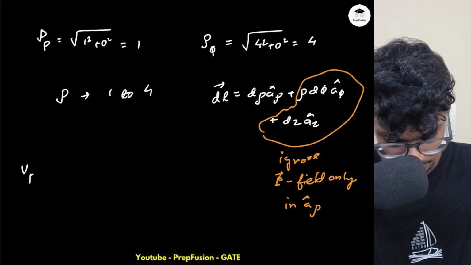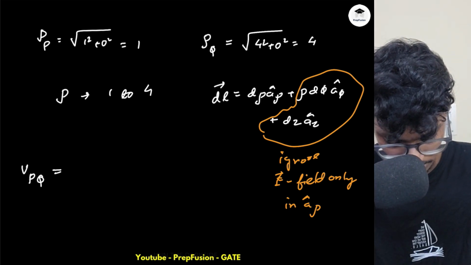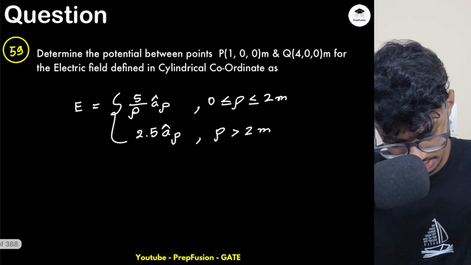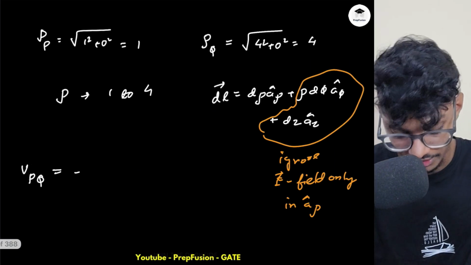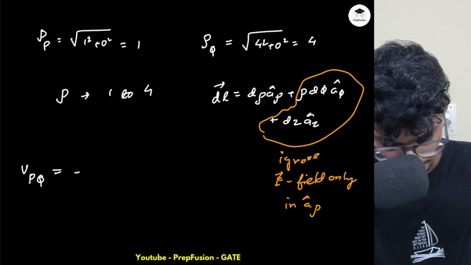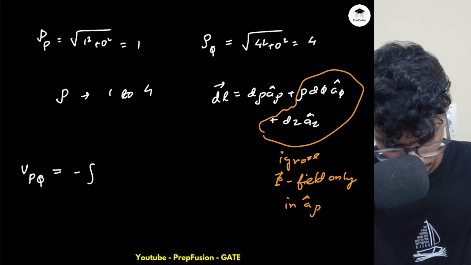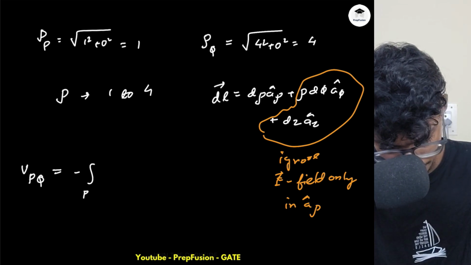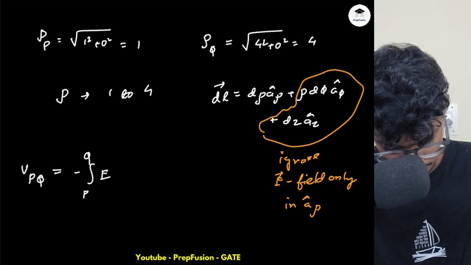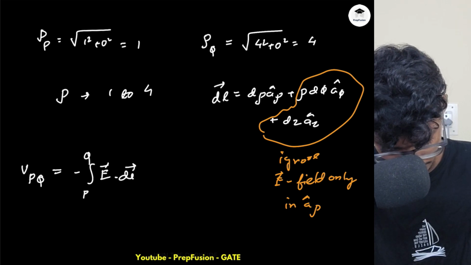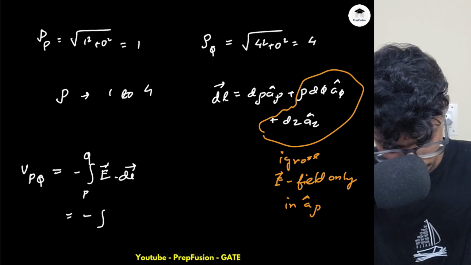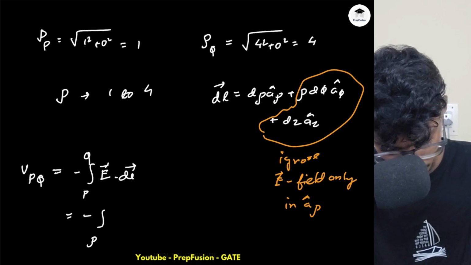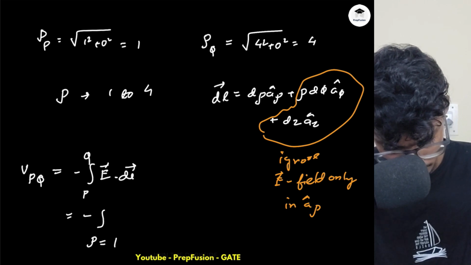So V from P to Q will be what? It will be simply minus E dot dl, right? Minus E dot dl. So here it will go from P to Q, E dot dl. So I can directly replace. It will be going from rho equals 1 to rho equals 4.